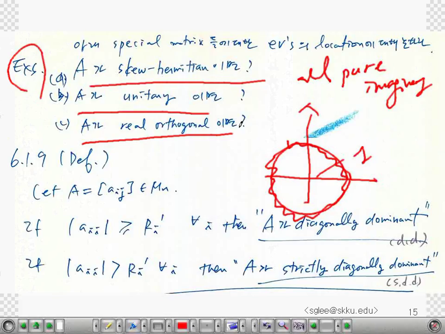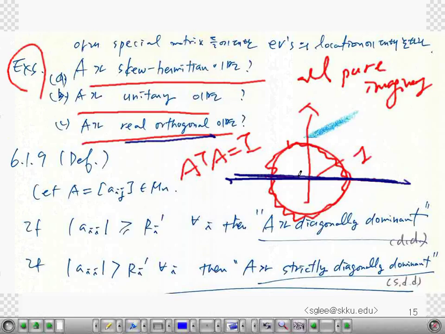Suppose you have a real orthogonal matrix, A transpose A is equal to identity. It's not only on the unit circle, it's also real. So its eigenvalues are all real and on the circle. So the eigenvalue can be only 1 or -1. That's it. The Gershgorin region can be just these 2 points. Something like that.